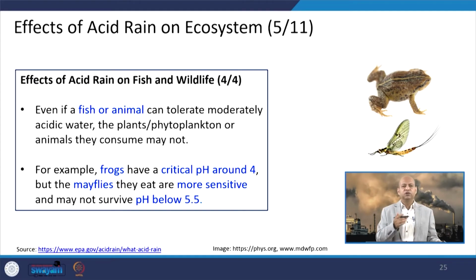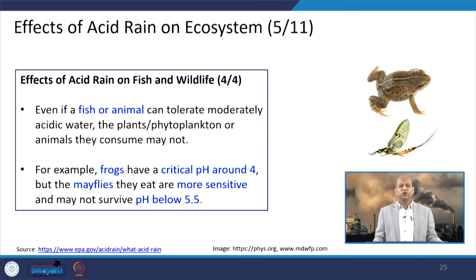When we talk about fish or animals which can tolerate moderately acidic water, the plants or phytoplankton that the fish depend on can be damaged, or their losses can be in huge quantity, and then they can indirectly affect the fish population, because then there is no availability of food. Similarly, in the animal kingdom also, if the lower level animals which are not very tolerant to the acidic environment are lost, then the complete chain gets disturbed, and higher level animals up the food chain may also get affected.